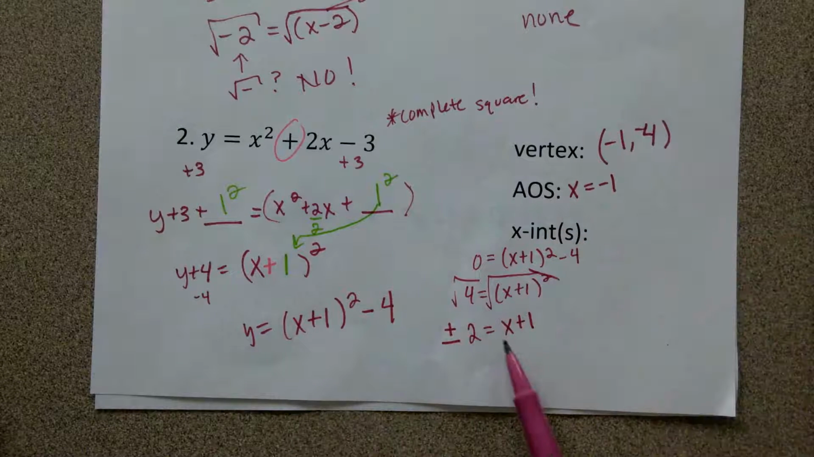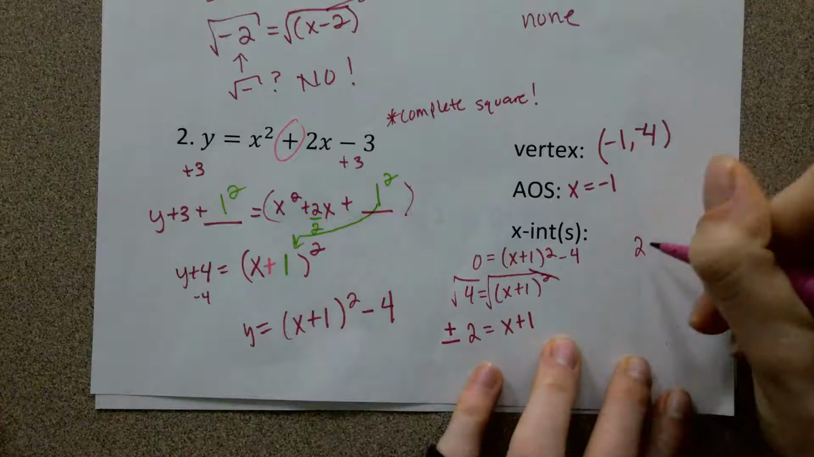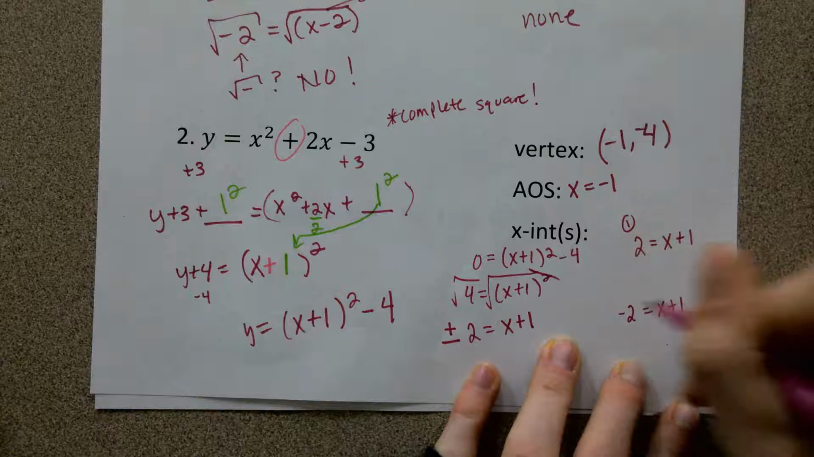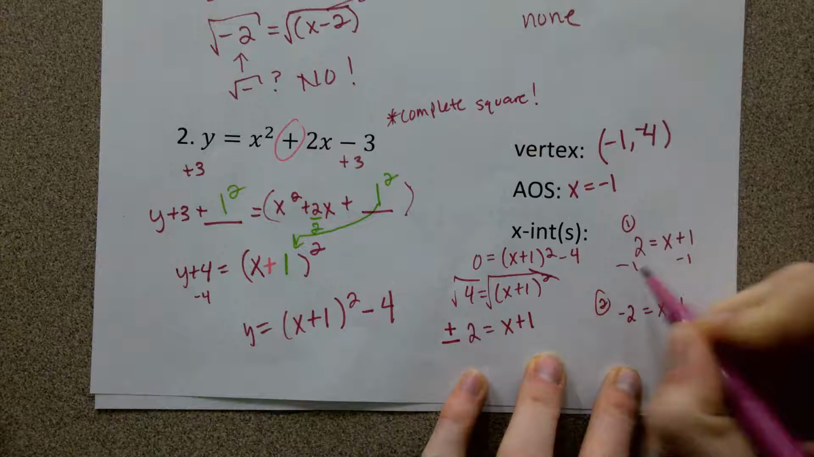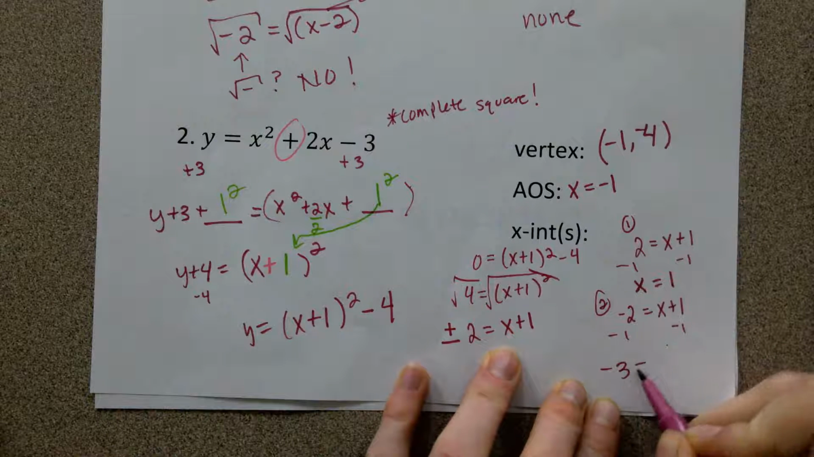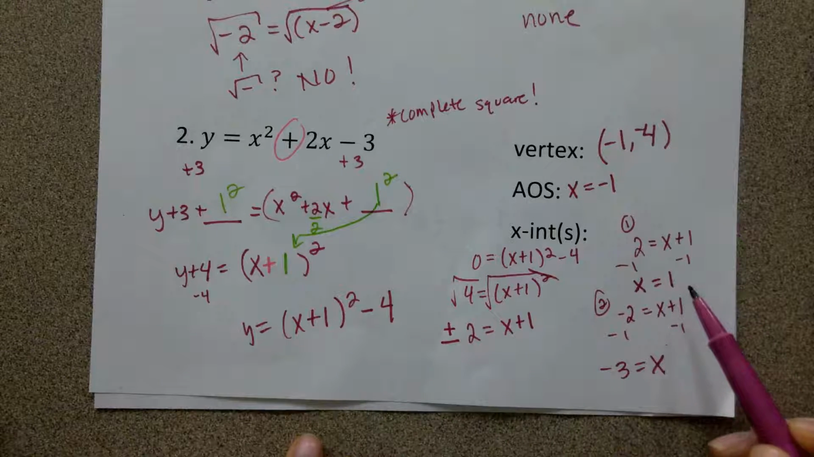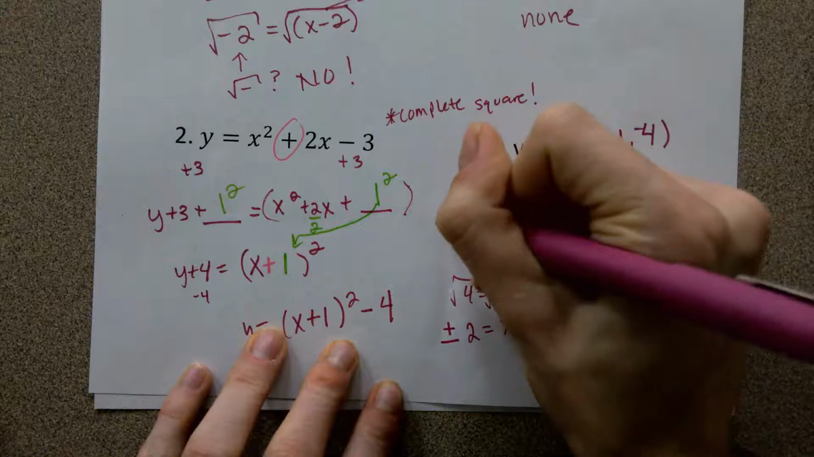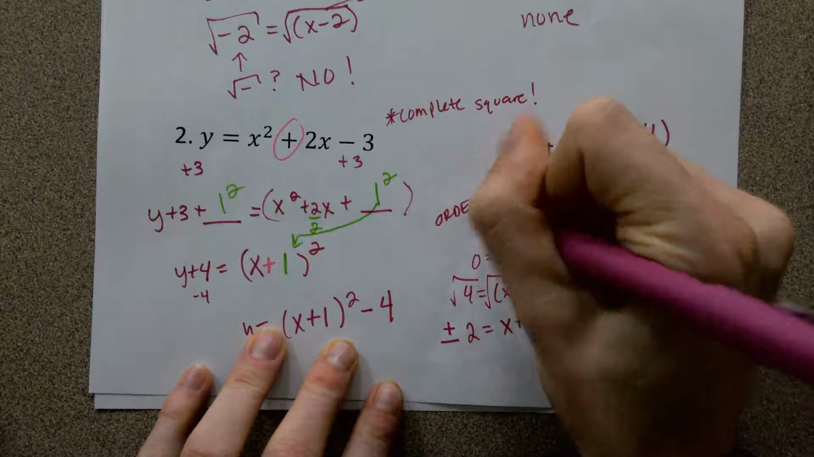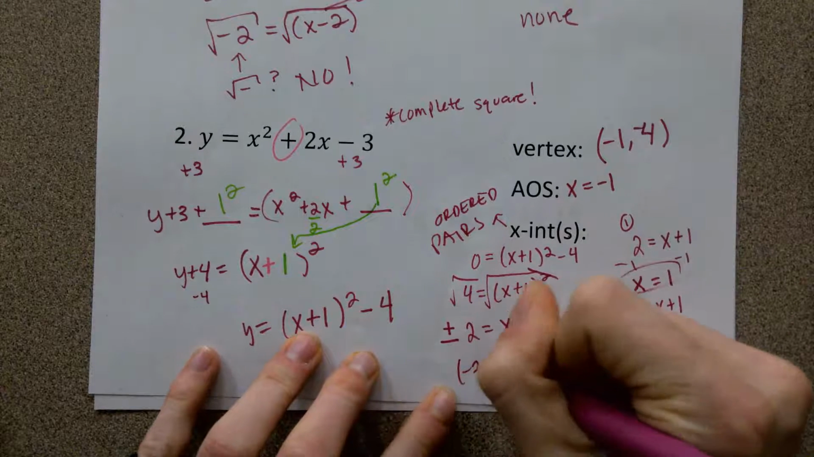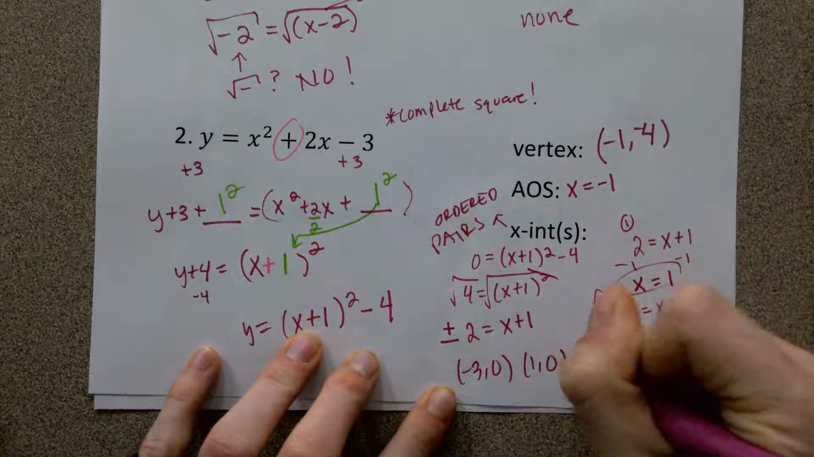So now we have two situations that we need to solve for. We have positive 2 equal to x plus 1, and we have negative 2 equal to x plus 1. Subtract 1, so we get x equals 1. Subtract 1, so we get negative 3. Okay, write it as, I'm out of room, ordered pairs. Okay, so using this and this, our x-intercepts would be negative 3 comma 0 and 1 comma 0.